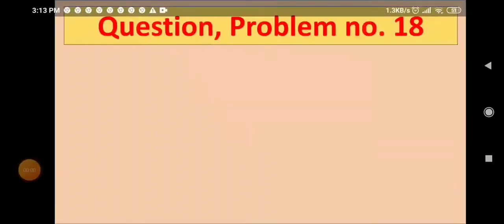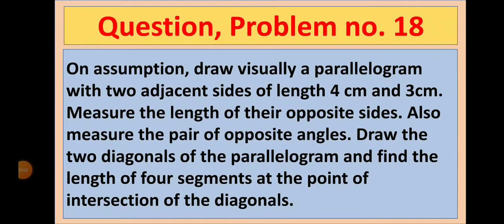My dear students, the question number 18 is, on assumption draw visually a parallelogram with 2 adjacent sides of length 4 cm and 3 cm. Measure the length of their opposite sides, also measure the pair of opposite angles. Draw the 2 diagonals of the parallelogram and find the length of 4 segments at the point of intersection of the diagonals. My dear students, do you know how to draw a parallelogram? I am showing it.